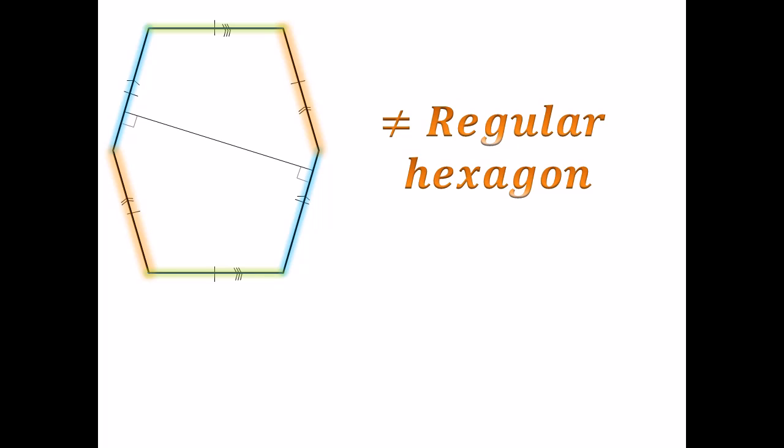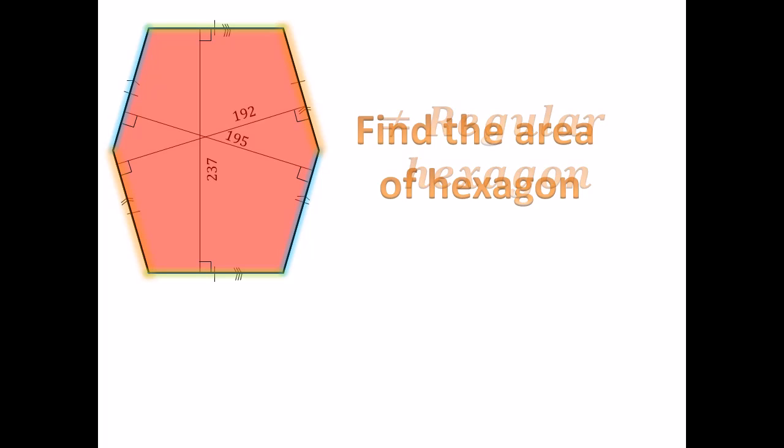The perpendicular distance between the blue lines is 195, the perpendicular distance between the two brown lines is 192, and the perpendicular distance between the two green lines is 237. Then what? We have to find the area of the hexagon. So this is the question.